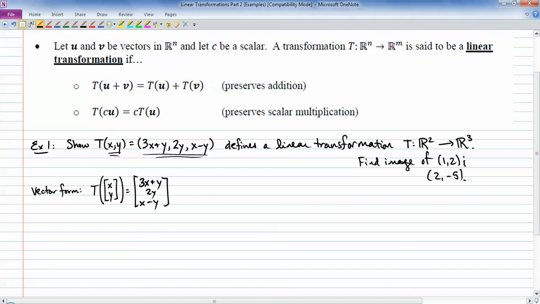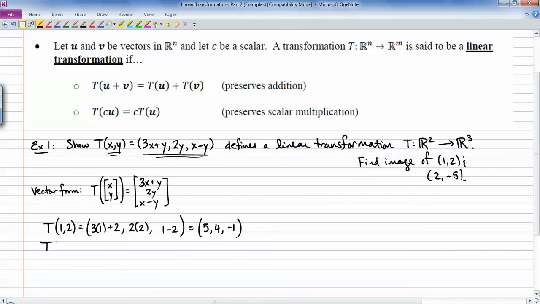Well, let's actually do the images first. Those are simple. So the image of, here, I'll do (1, 2) in the point form. You're just plugging in the x's and y's, so it's (3 times 1 plus 2, 2 times 2, 1 minus 2). So the point (1, 2) turns into the point (5, 4, -1).